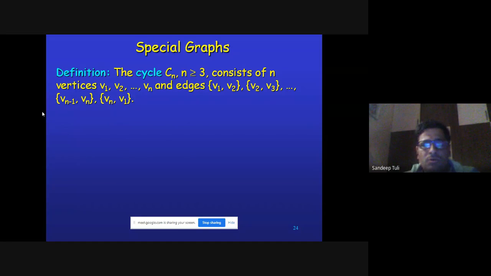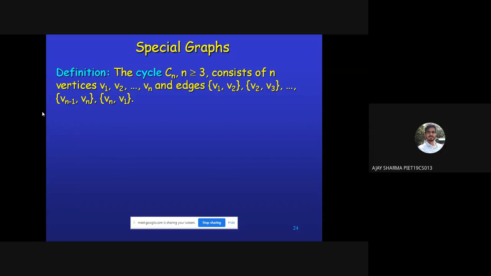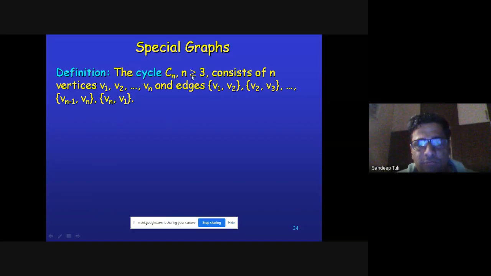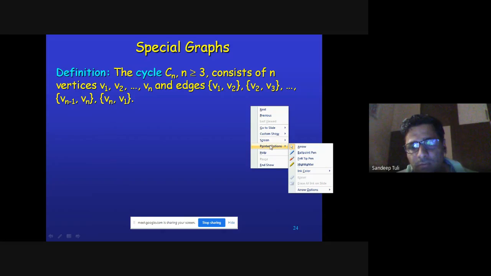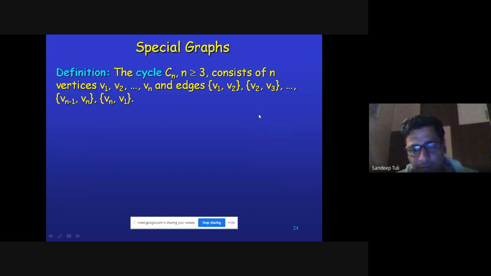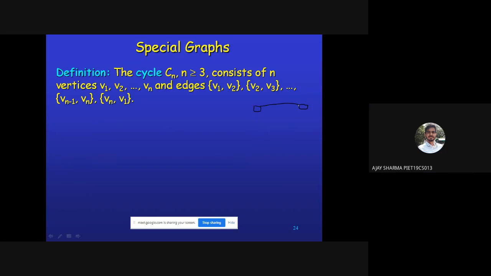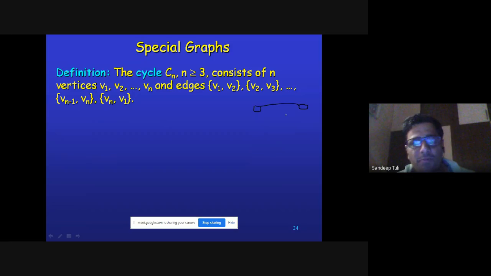Why only three? Not 3 only, it is 3 or more than 3 actually. So suppose 2 vertices are there, it could not be possible to make a cycle over there. But in case of a loop? A loop will not be a cycle. A loop is not a cycle actually.